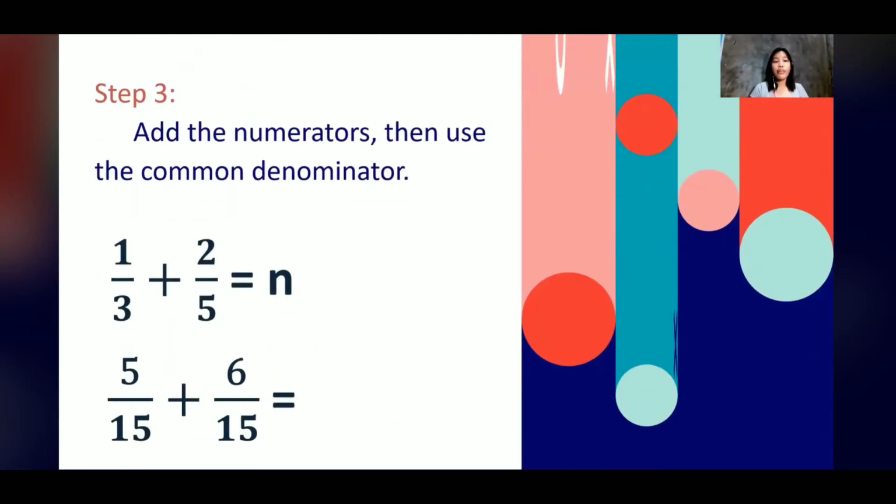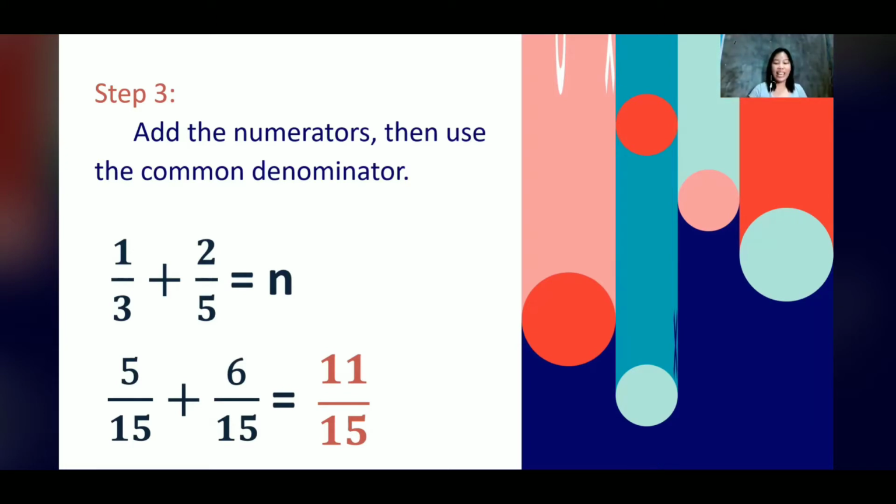So for our step 3, we will add the numerators and then use the common denominator. So our numerator here is 5 in our first fraction and then 6 in our second fraction. So 5 plus 6 is 11, and then we will just copy the denominator, which is 15. This fraction cannot be simplified. So meaning 11/15 is our final answer. 1/3 plus 2/5 is equal to 11/15. Got it?